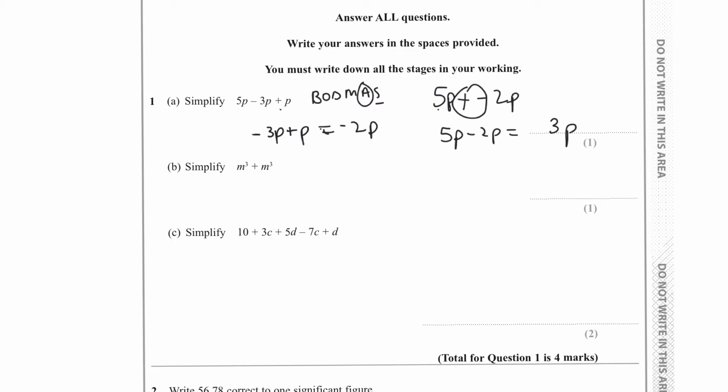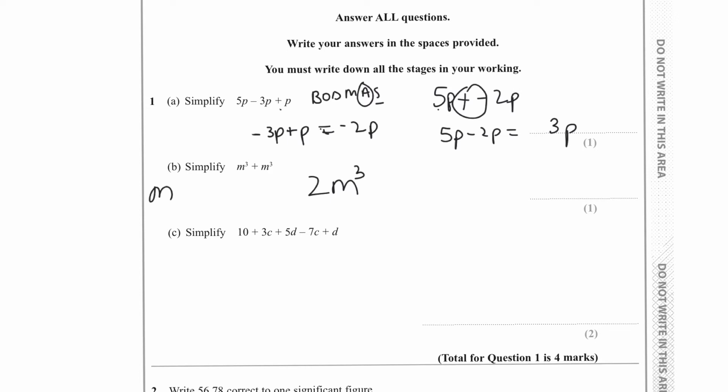Then for part B, you've got m cubed plus m cubed. So remember, whenever you're adding algebraic terms together, you don't change the indices. They're going to remain the same. If it was a case where you are multiplying them, then that's different. Then the indices would change. But no, you're just adding them together. So because you're adding together m cubed and another m cubed, your total would be 2m cubed.